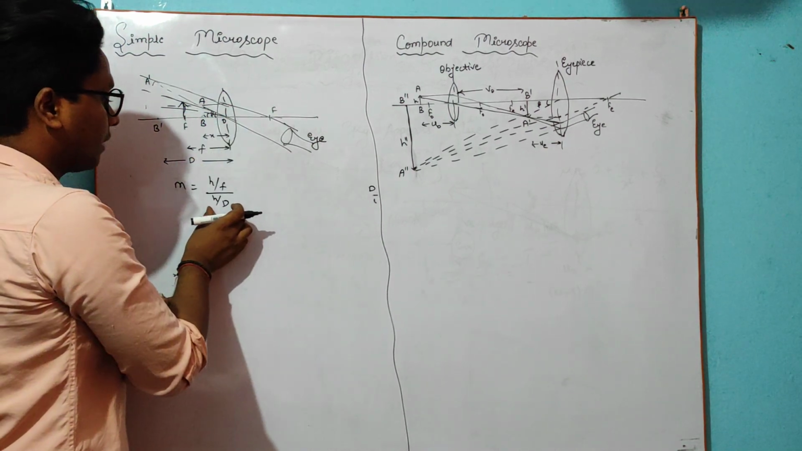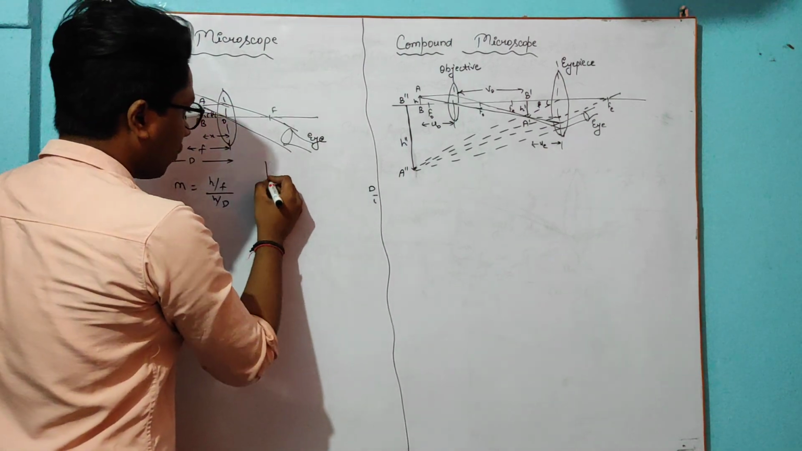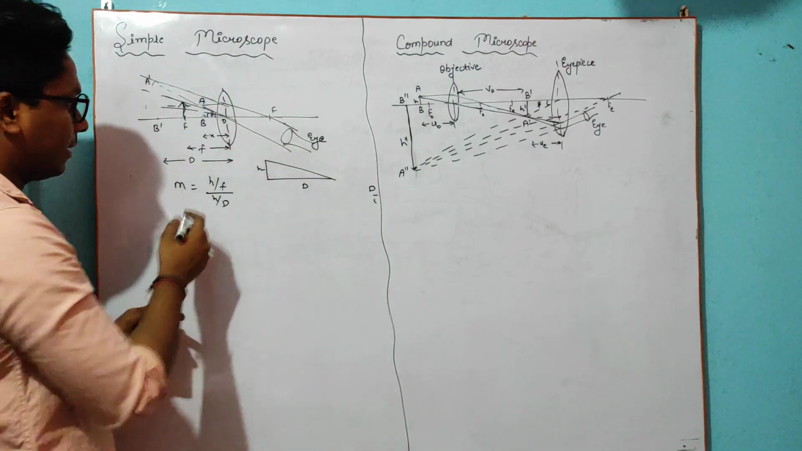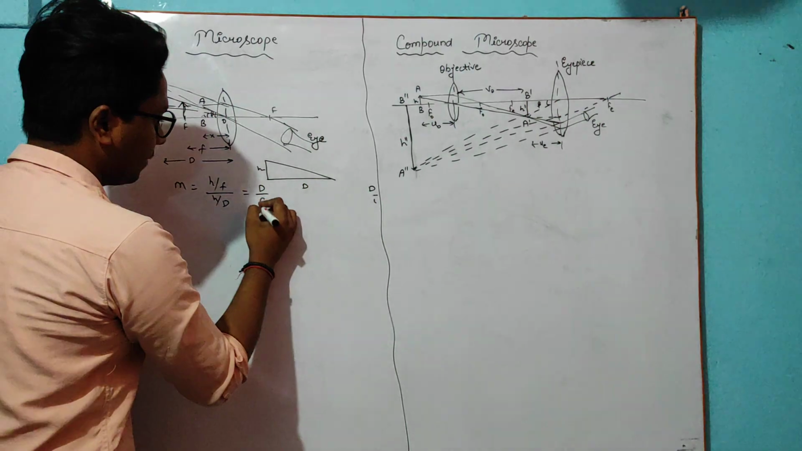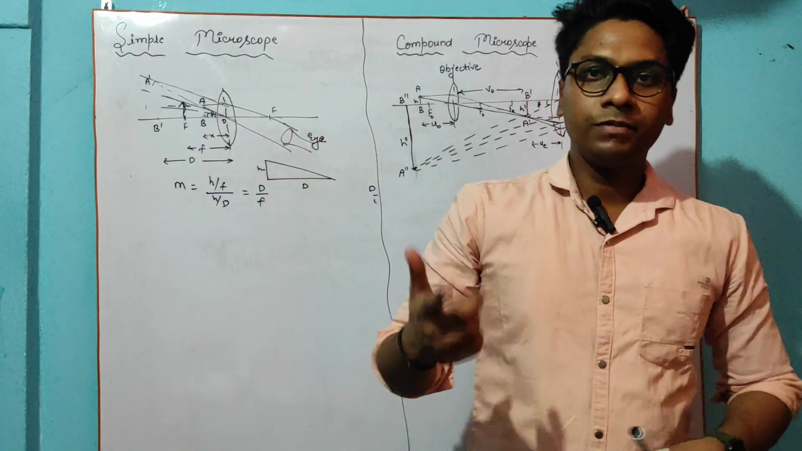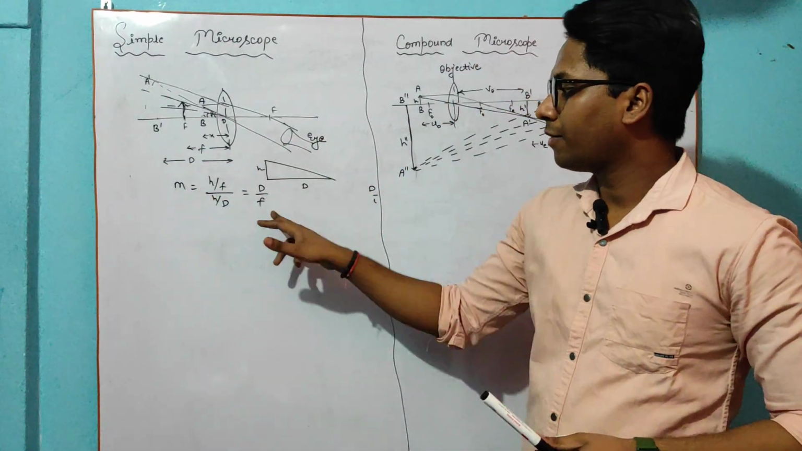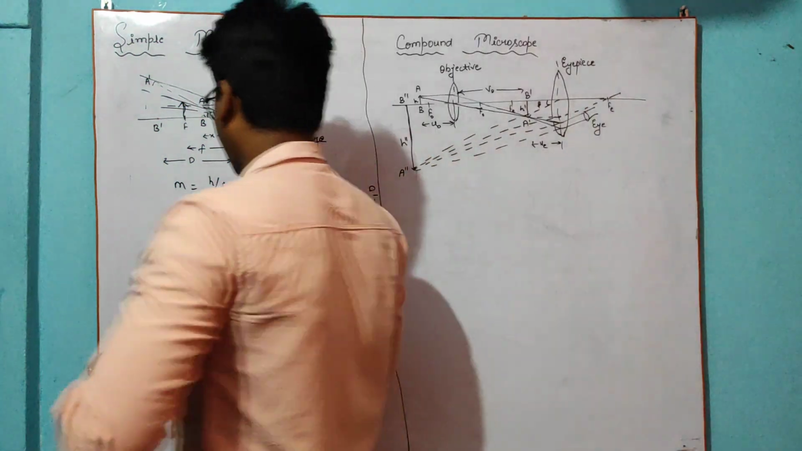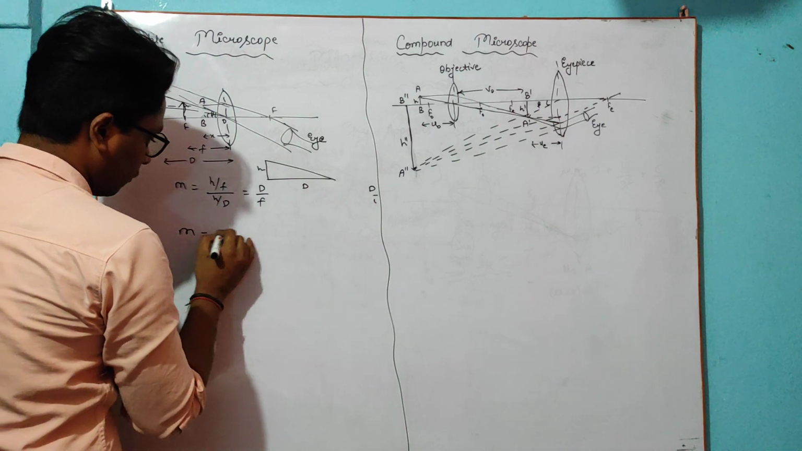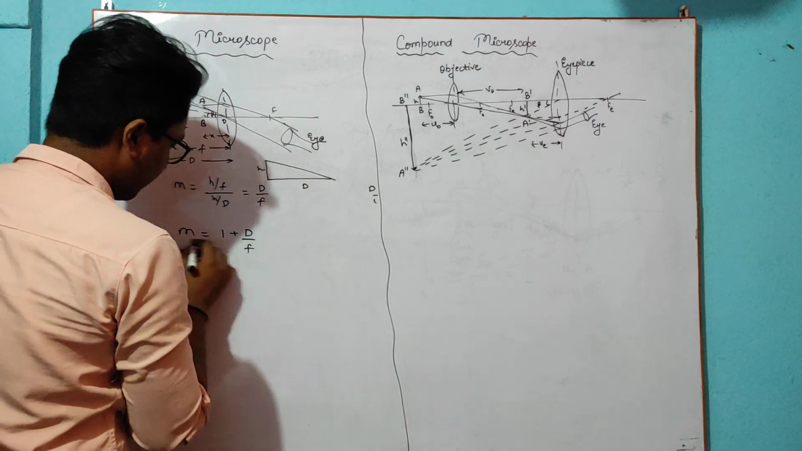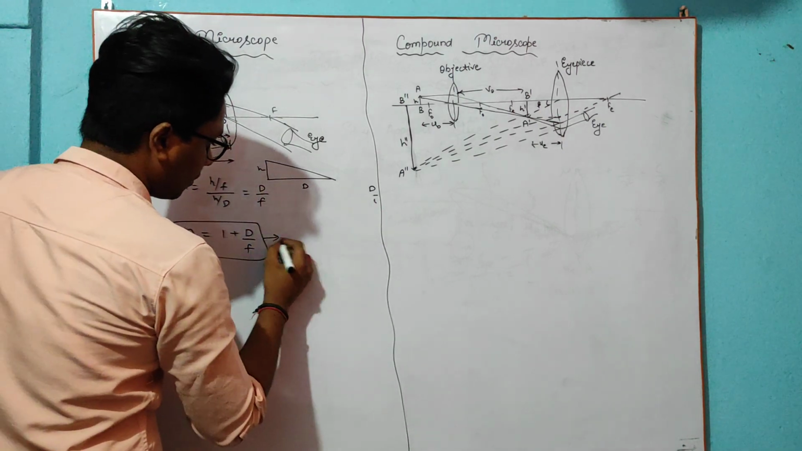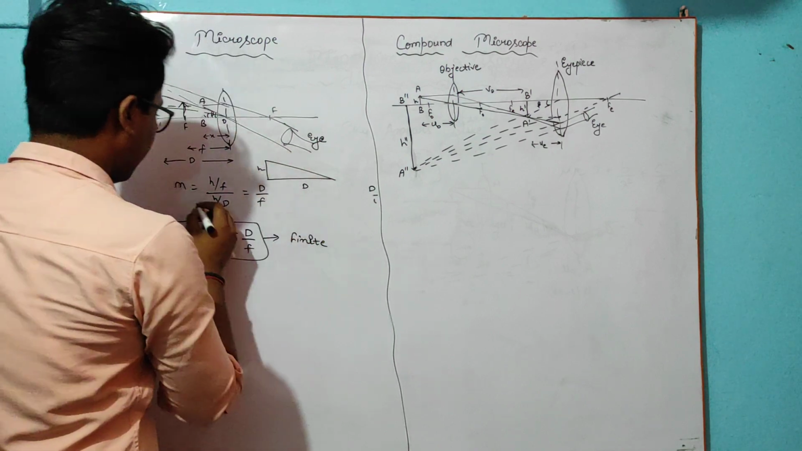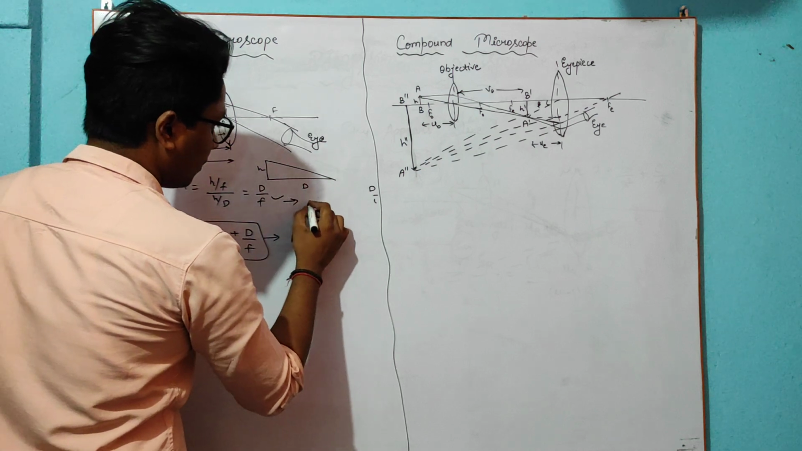In that case, for the case of alpha, the object is placed at distance d, so h by d. Now h is cancelled out, so we are left with d by f. So when the image is formed at infinity, the magnifying power is equal to d by f, and when the image is formed at a finite distance, then the magnifying power is 1 plus d by f. This is for finite distance, and this is for infinite.